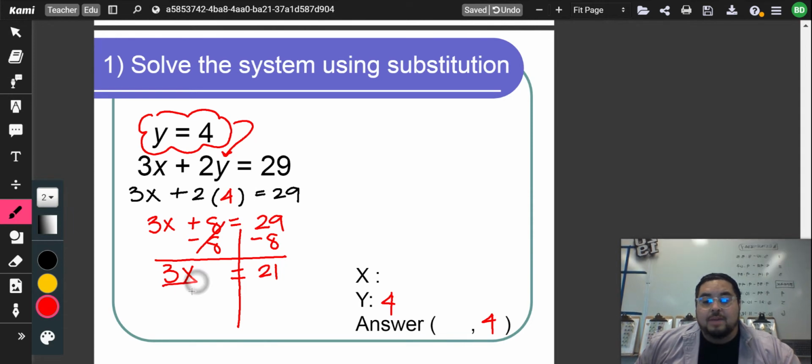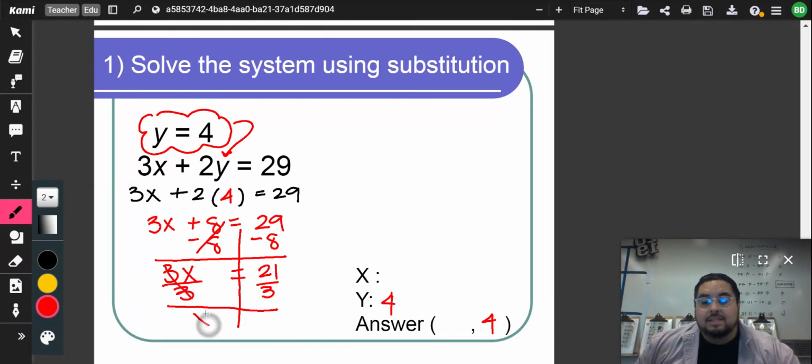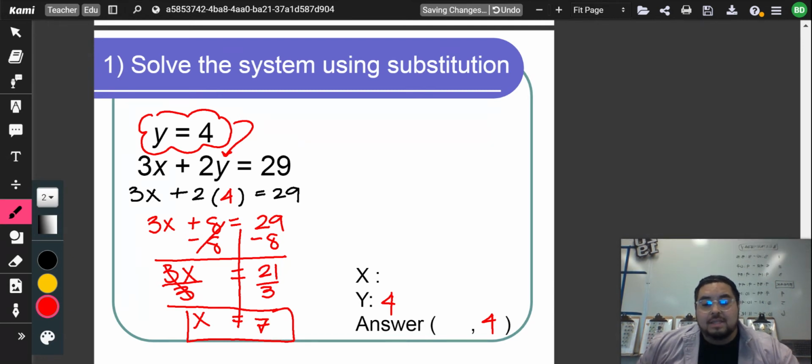And now I'm going to divide both sides by 3. That's going to isolate x on the left-hand side. So x is by itself, which is what I want, equals 21 divided by 3 is going to give me positive 7. And now I have my second value. So I have a value for x and I have a value for y. So x is equal to 7. And then I can write that in the ordered pair as well.